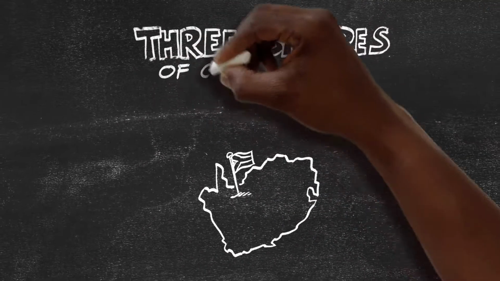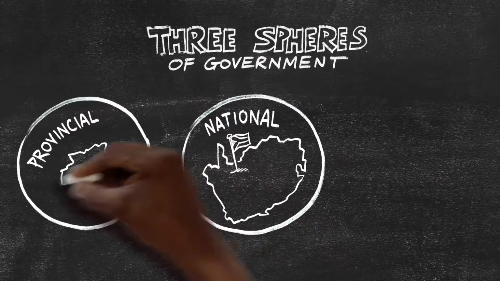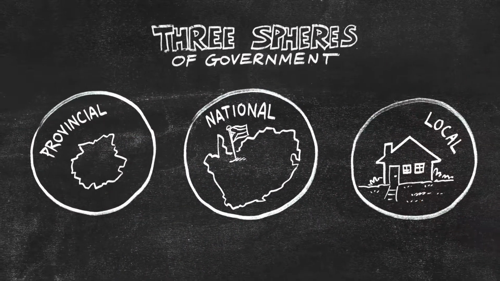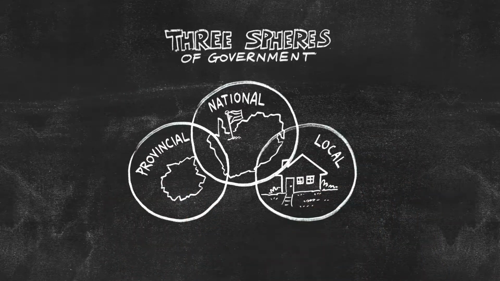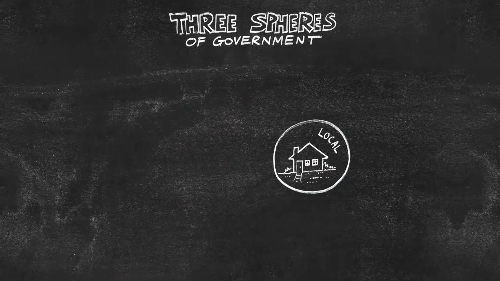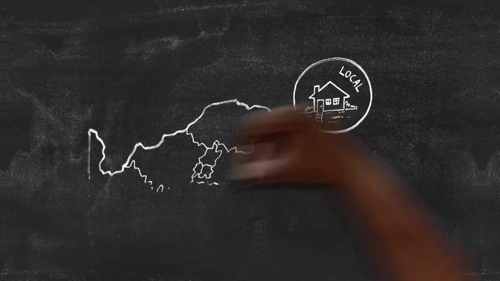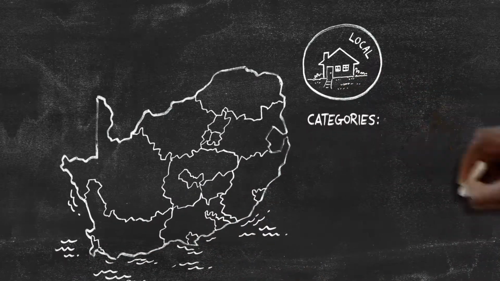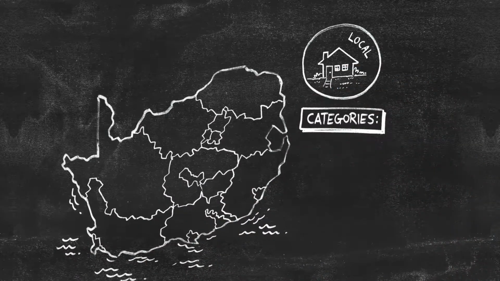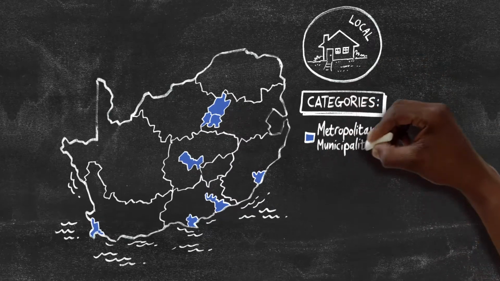In South Africa, we have 3 spheres of government: national, provincial, and municipal, also called local. All 3 spheres cooperate to help the people. But it is local government that is responsible for much of what you see around your home. And depending on where you live, there are different categories of municipal government. Big cities like Johannesburg or Durban belong to metropolitan municipalities.